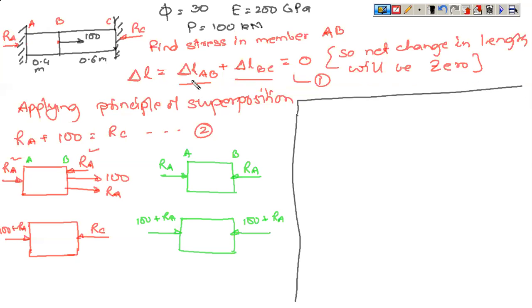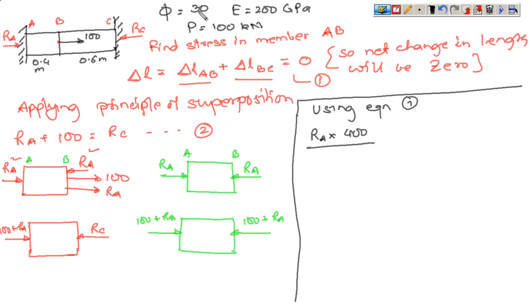Now let us use equation number 1. Using equation 1, what is delta L of AB? This is compressive. So you have RA into length of AB, which is 0.4 meters, so this is 400, we are converting it into mm, divided by AE. Now in A, you see that phi is equal to 30.